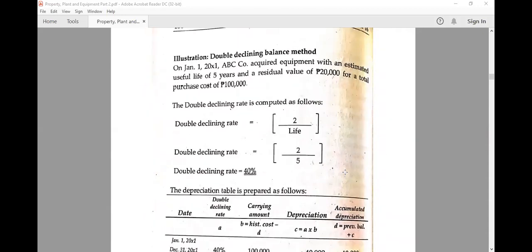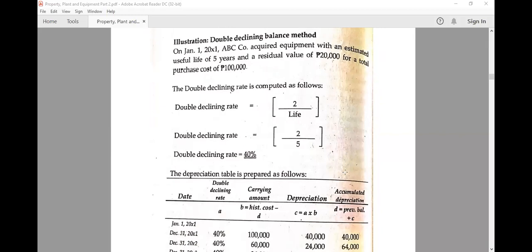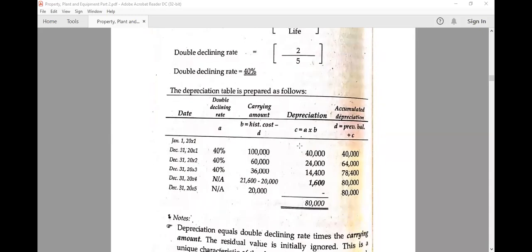Now, here is our example. Let's say we have a purchase cost of 100,000, and then we also have a residual value of 20,000 pesos using double declining balance method. So we use again the formula 2 over life, that's 40%. And we now construct the depreciation table.